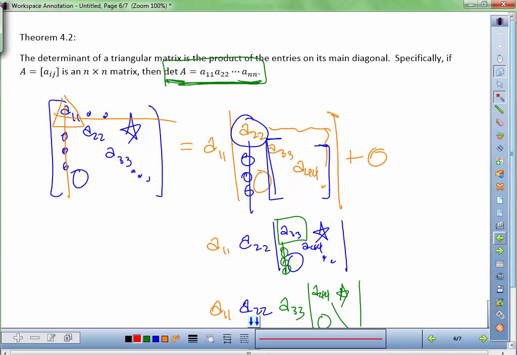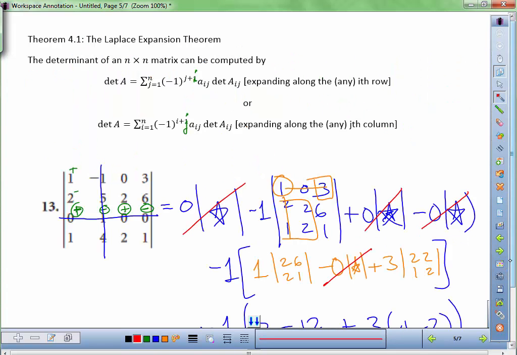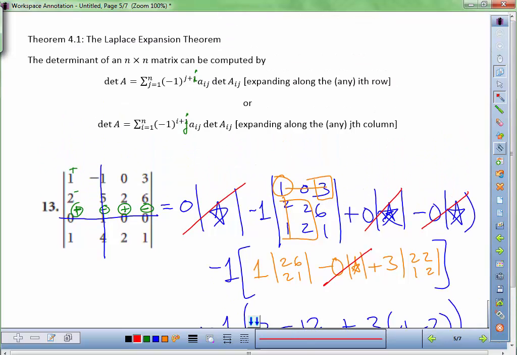Yes, correct. And that's why I wanted to do this, but I didn't do it, to show you that we would have gotten 4 here. That took a little bit of work, but if you were to do it choosing any row or any column, you would get the same result. And that is due to the Laplace expansion theorem.